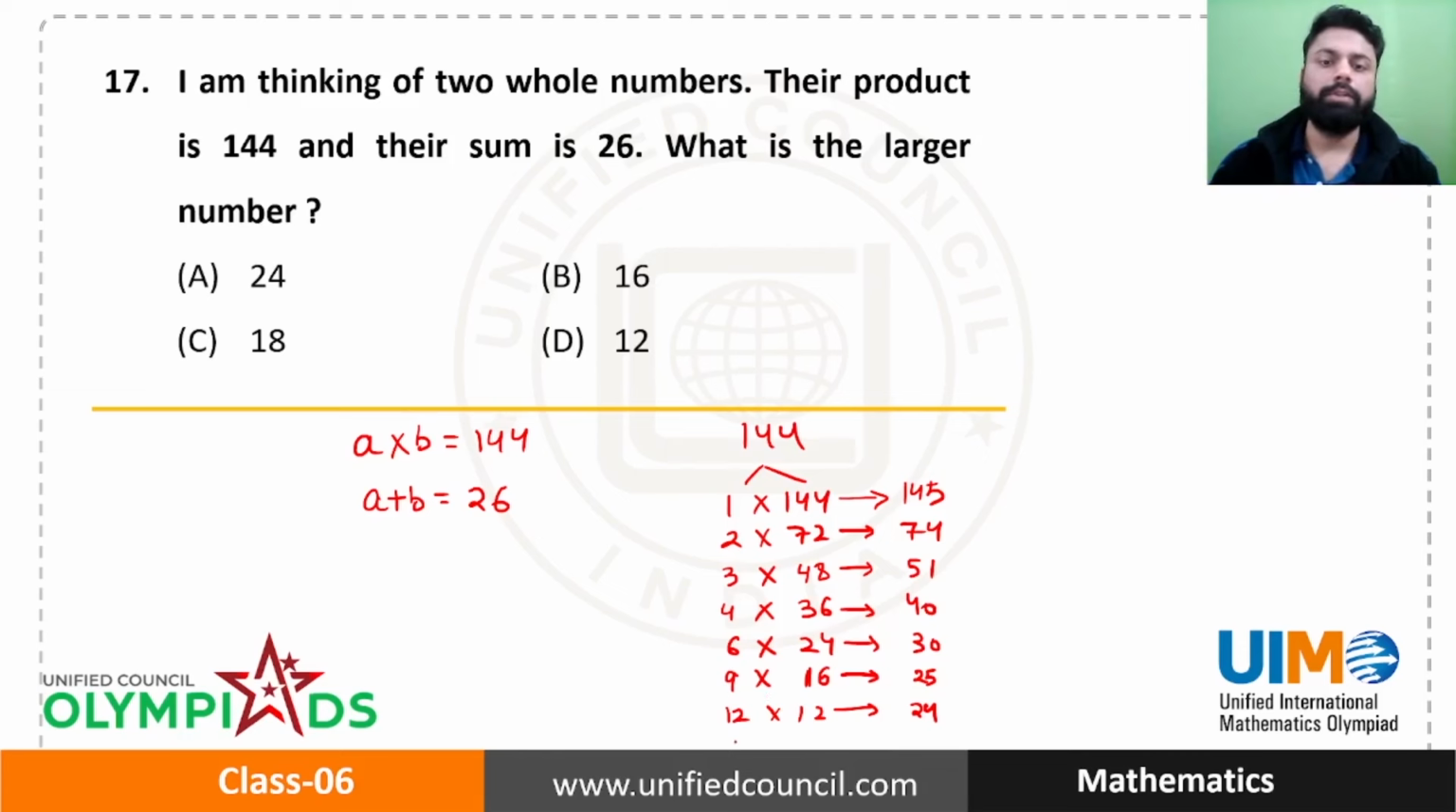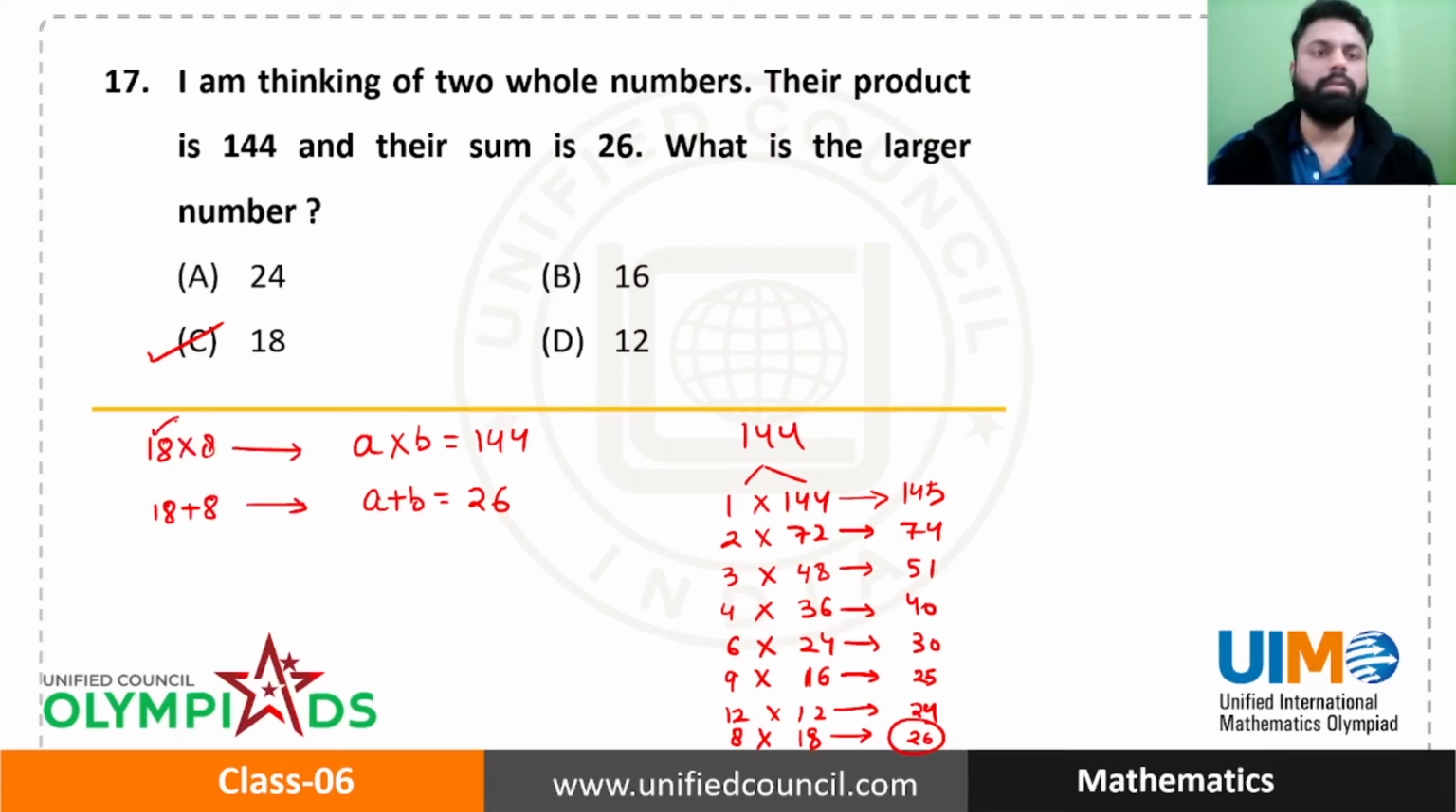It is also divisible by 8. 8 multiplied by 18. So here the sum is 26. So the larger number is 18. 18 multiplied by 8, 18 plus 8. So the larger number is 18.